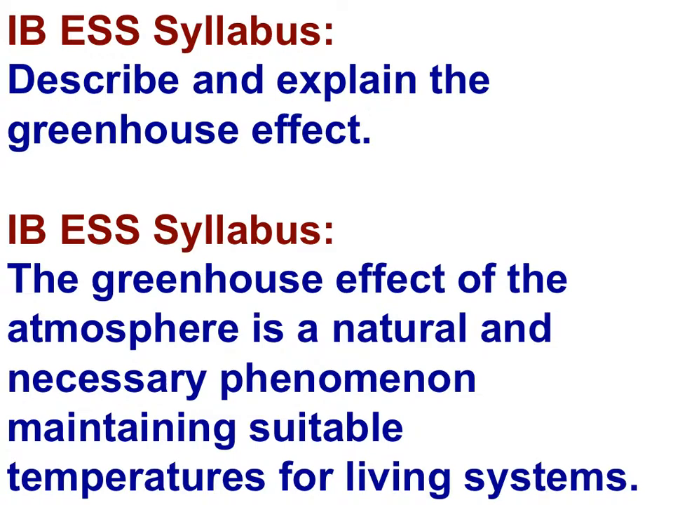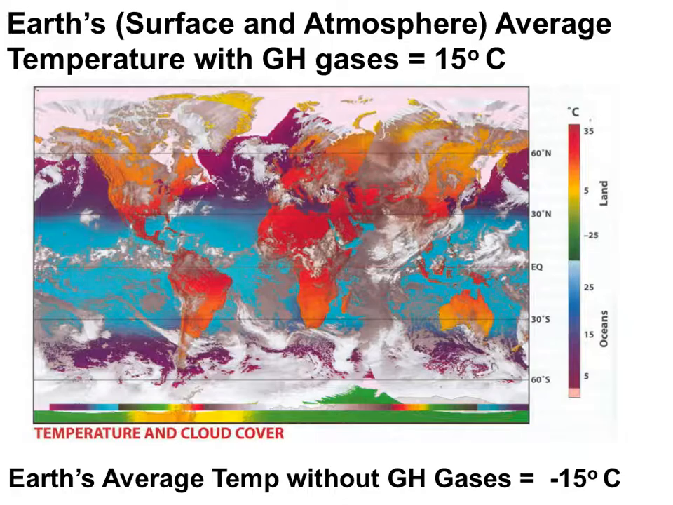Describe and explain the greenhouse effect. The greenhouse effect of the atmosphere is a natural and necessary phenomenon maintaining suitable temperatures for living systems. Before diving into an explanation of the greenhouse effect, I just want to emphasize a point in the IB syllabus statement that I just read to you. With the greenhouse effect, the Earth's average temperature is a comfortable 15 degrees C. Without the greenhouse effect, the Earth's average temperature would be negative 15 degrees C.